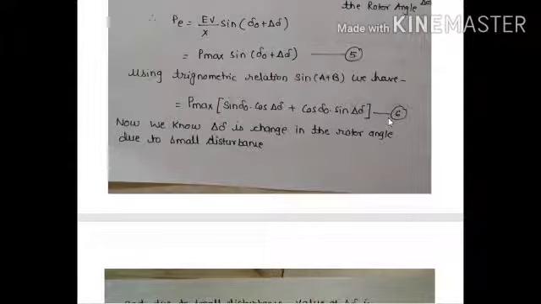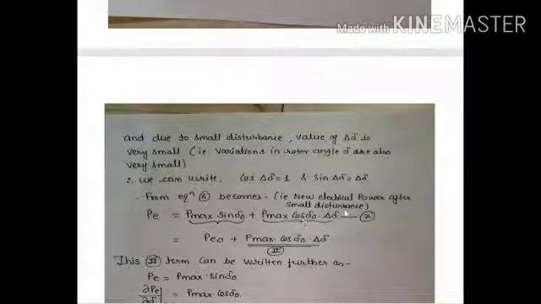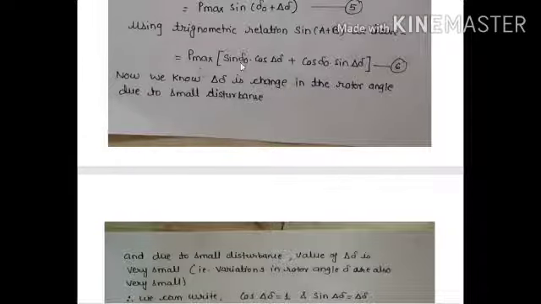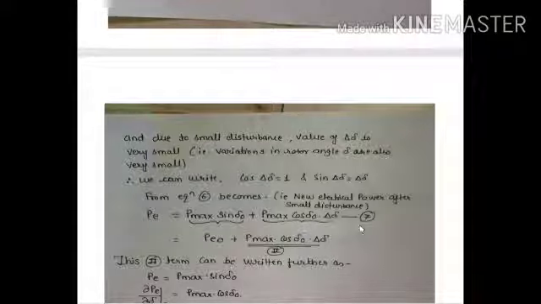Can you see this equation 6? That is the new electrical power after small disturbance. It will be what? PE is equal to P max sine delta 0, as cos del delta we have taken as 1. So the first term will be what? P max sine delta 0. Second term, sine del delta we have taken as del delta. Therefore the second term will be what? P max cos delta 0 into del delta, as shown in equation 7.